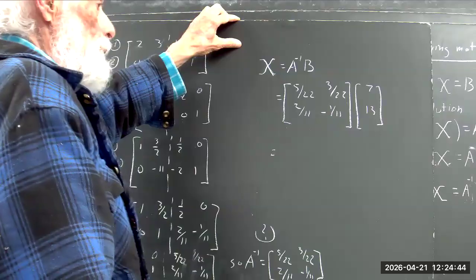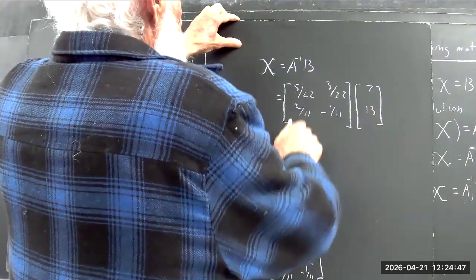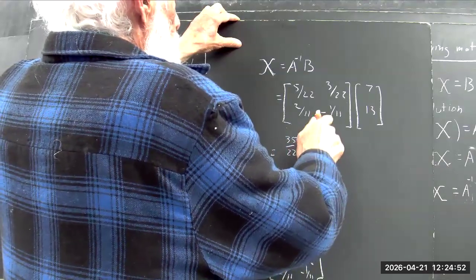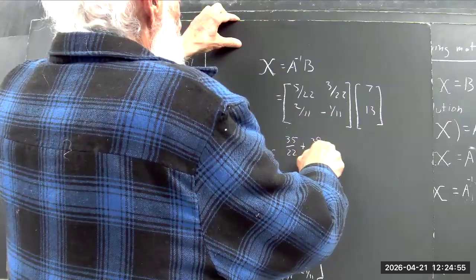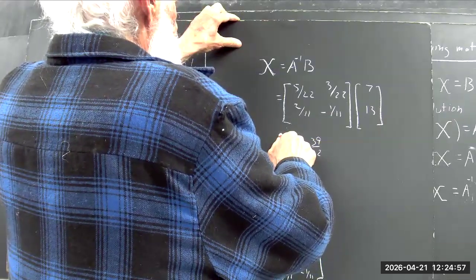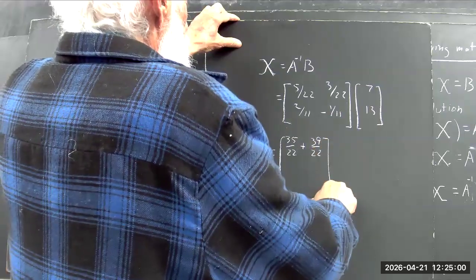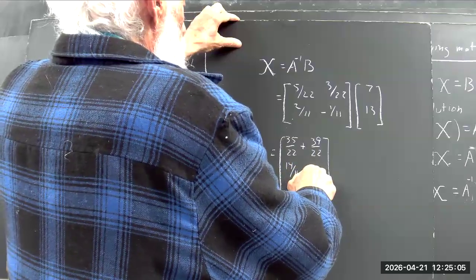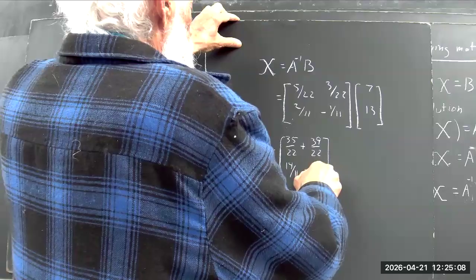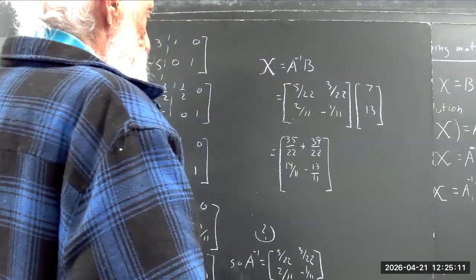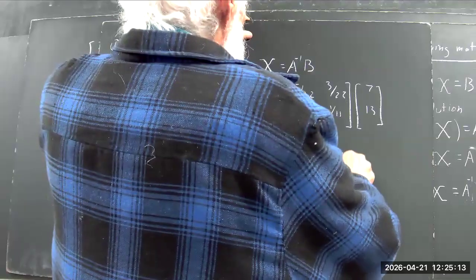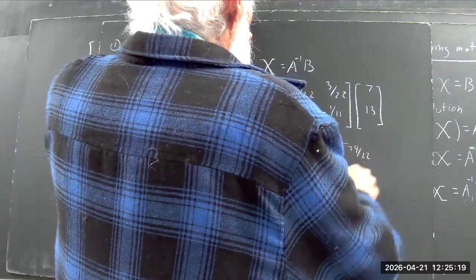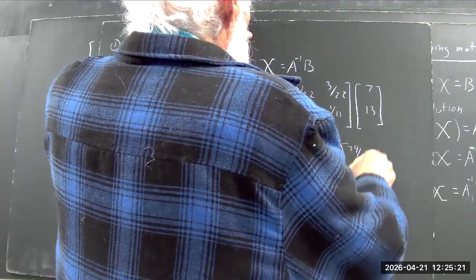So now I've just got to multiply the matrices. 5 22nds times 7 is 35 22nds plus 13 times 3 is 39 22nds. 2 11ths times 7 is 14 11ths, negative 13 11ths. Add them up, I get 74 over 22, and I get 1 over 11.